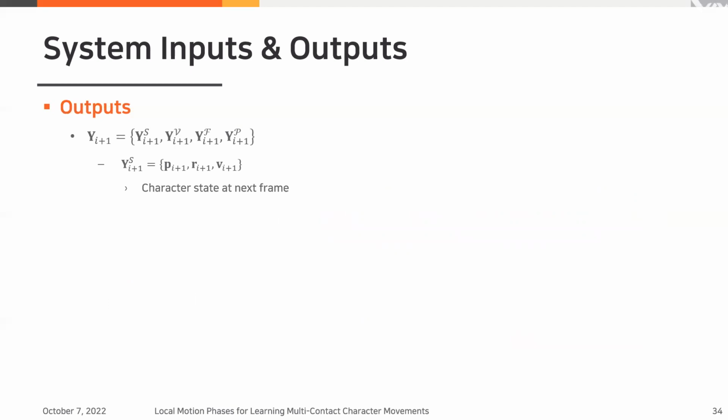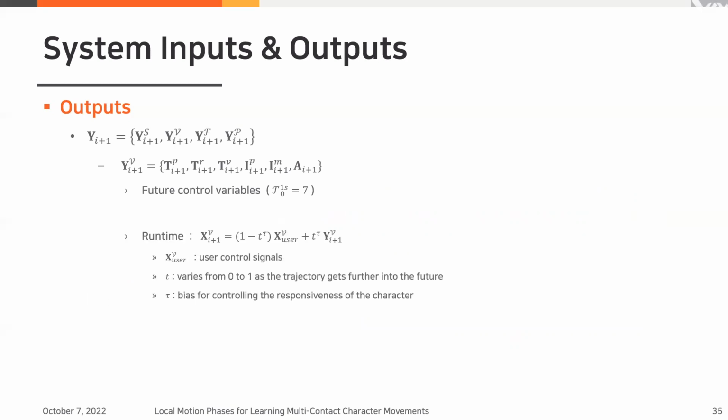Then let me briefly explain each component of the output. So the first is the character state variables, including the pose and velocity of the character at the next frame. And these are future control signals sampled along the current to future time series window. And during runtime, these features are blended with the user control signals and then fed into the input of the next frame so that the character can produce plausible motion while following the user instructions.